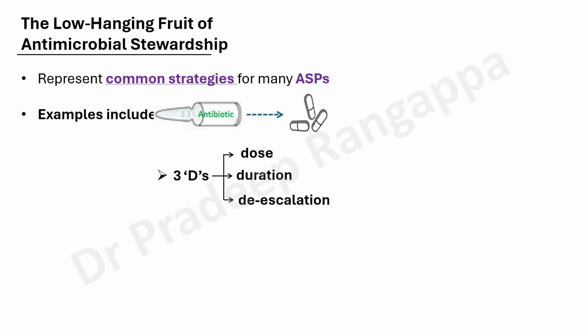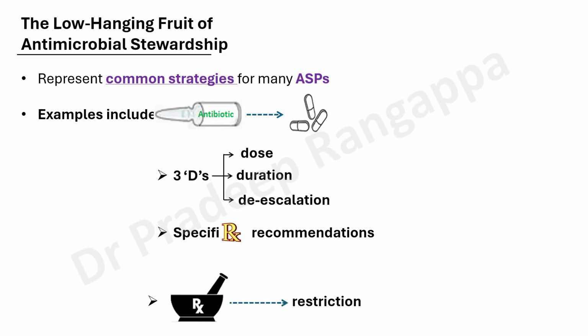And the third most important is de-escalation of antibiotics. When you're absolutely sure there is no infection, stop the antibiotics or de-escalate to narrow spectrum antibiotics. And have and follow specific treatment recommendations and protocols that are elucidated. That's a low hanging fruit.